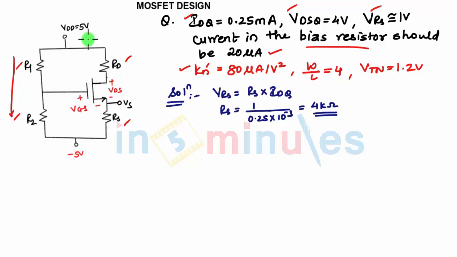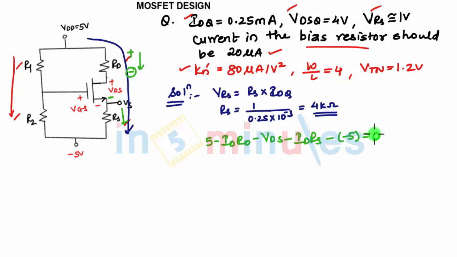Now we can apply KVL to the output loop so that we can find the value of RD. Let's see. When you apply KVL, it will be 5 minus ID into RD, because current is flowing positive to negative, we are writing with a negative sign, so minus ID into RD minus VDS minus voltage drop across RS, we can say ID into RS, minus 5 equals 0.